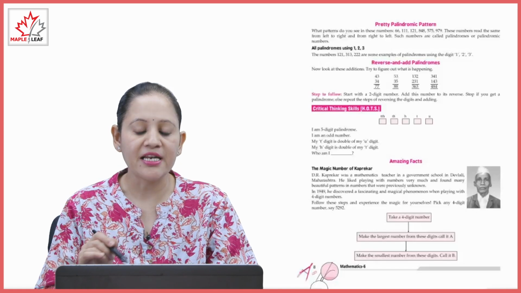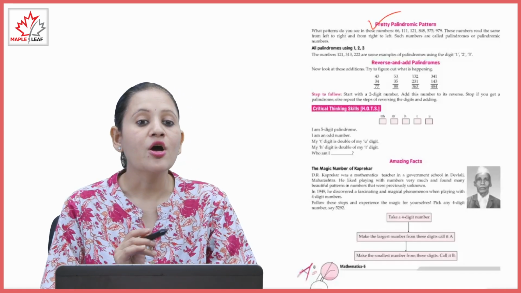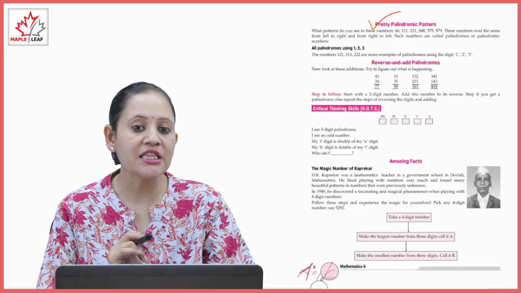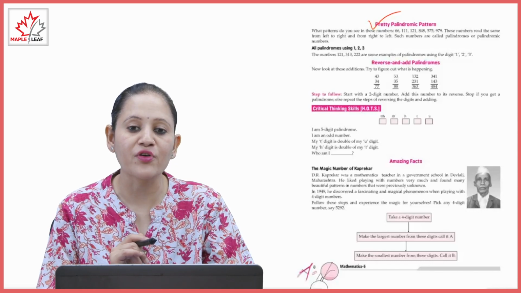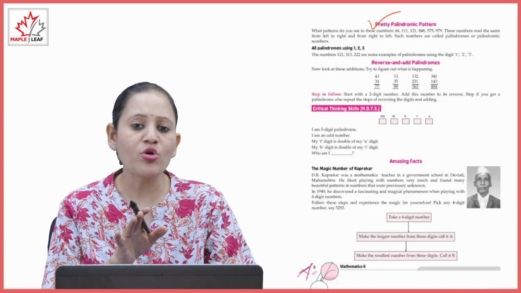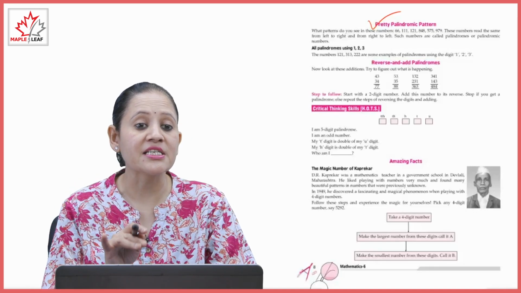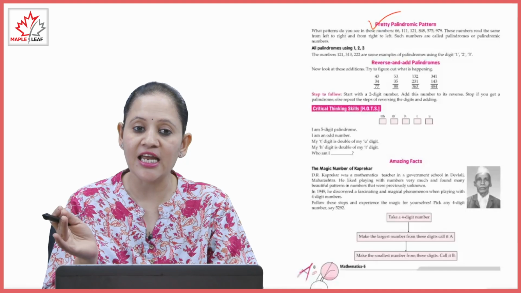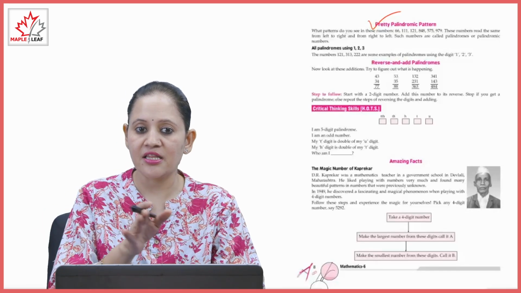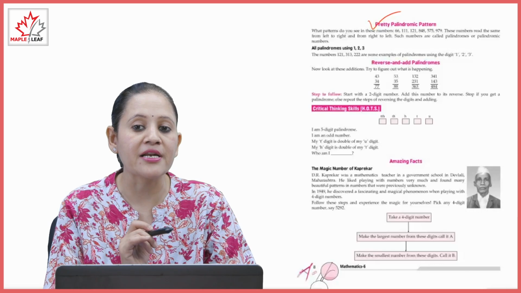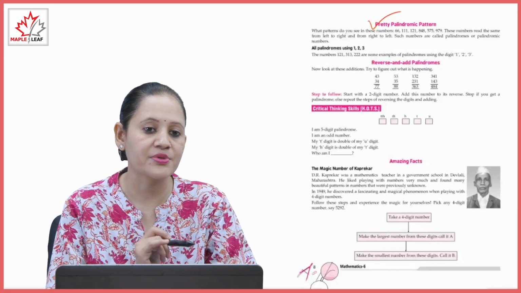Next, pretty palindromic patterns. What patterns do you see in these numbers? 66, 111, 121, 848, 575, 979. So, do you see any pattern in these numbers? These numbers are the same from left to right and right to left. Whether we read it from the front or from the back, they are the same. Such numbers are called palindromic numbers or palindromes.